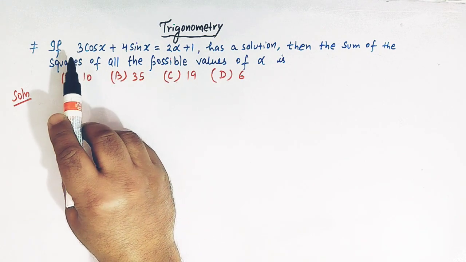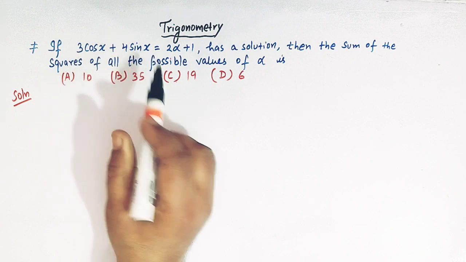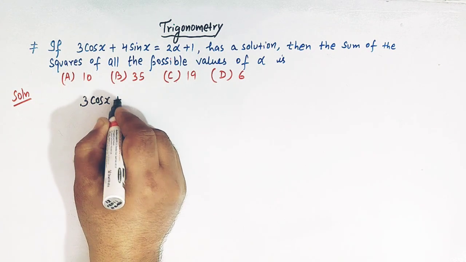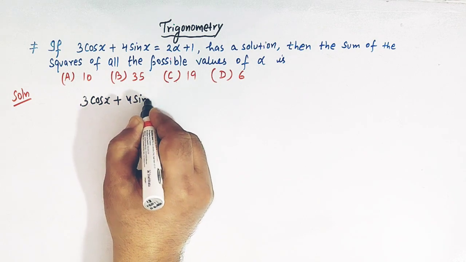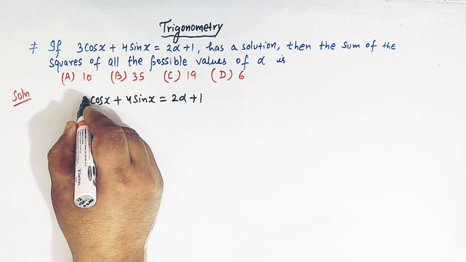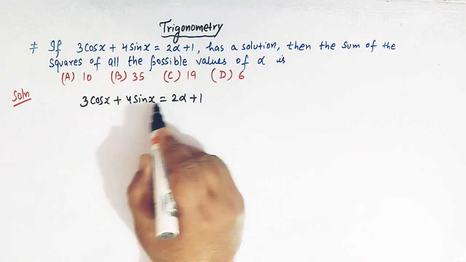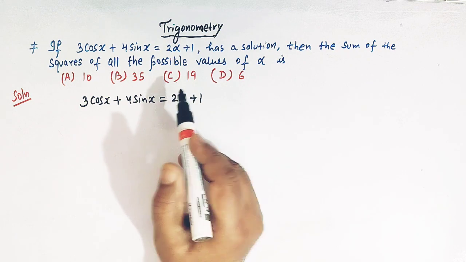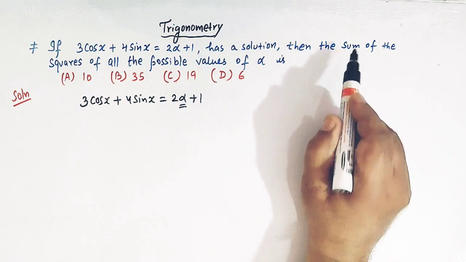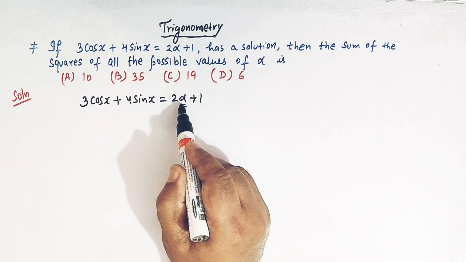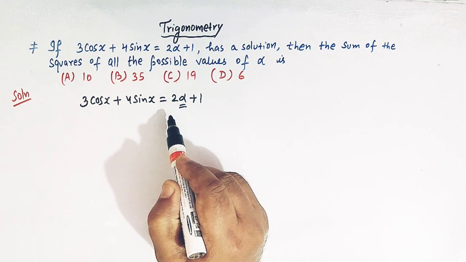So we are given an equation, that is 3 cos x plus 4 sin x is equal to 2 alpha plus 1. And here we have to find all the possible values of this parameter alpha, and then we have to find the sum of the squares of all the possible values of this parameter alpha.